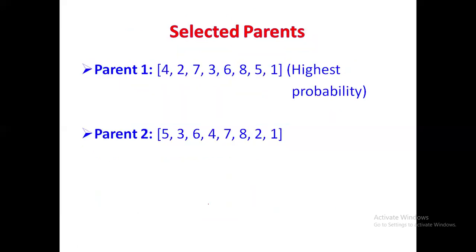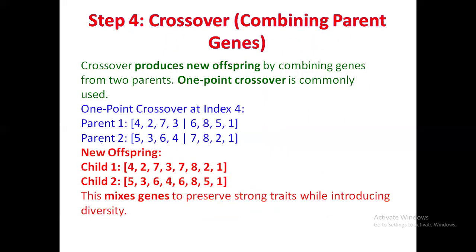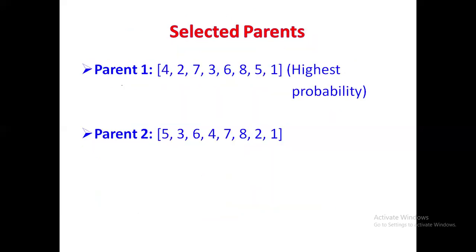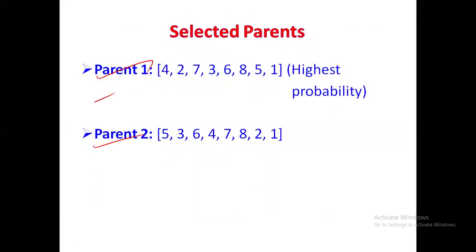The next step, in this case, the highest fitness value we call the highest probability. Which chromosomes have the highest value? 42736851, the first one, we consider as the first parent. The second parent is the next highest value, 53647821. So this we consider as the second parent.